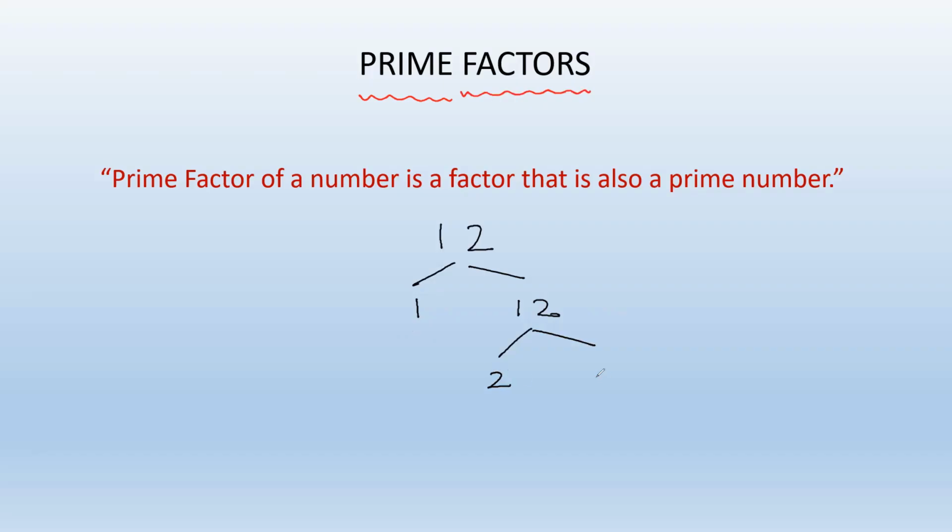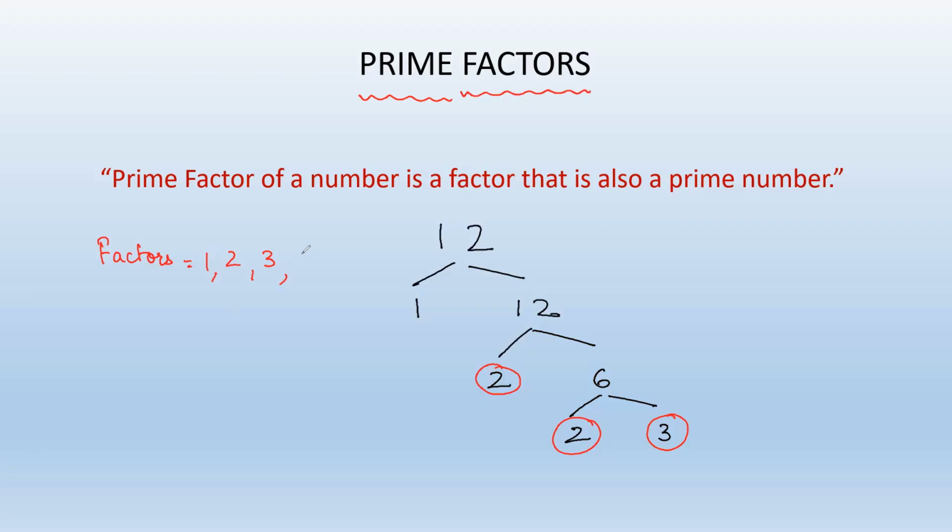Now for 12 we have 2 times 6. Now 2 is a prime number, so wherever we get a prime number, we will circle it. Now 6 has factors 2 and 3. Here 2 is also a prime number, so let us just circle it. 3 is a prime number, so let's circle it.